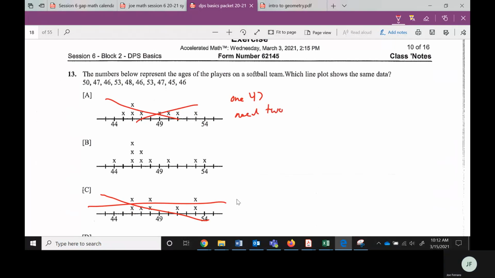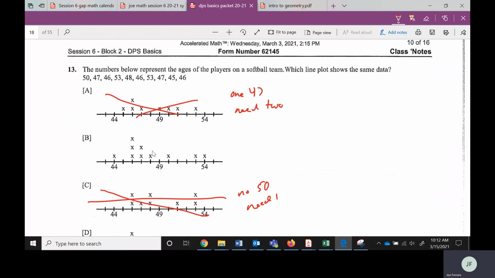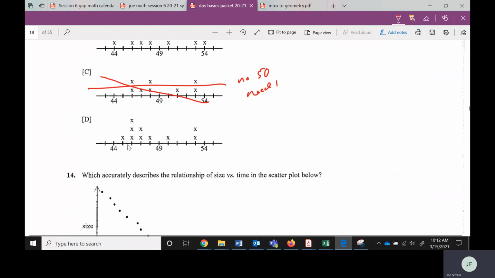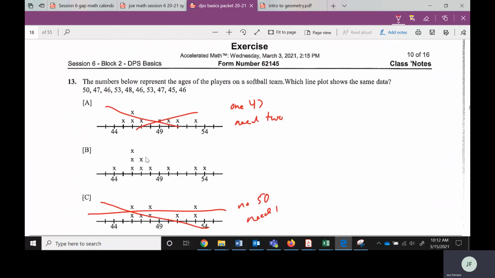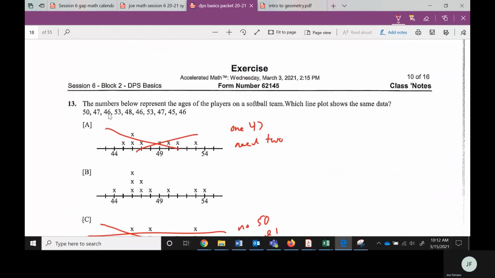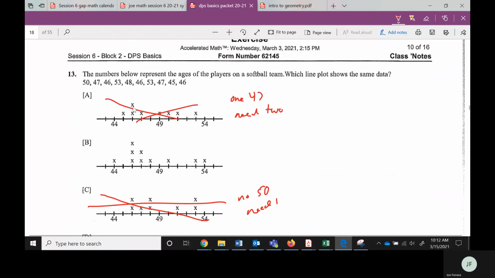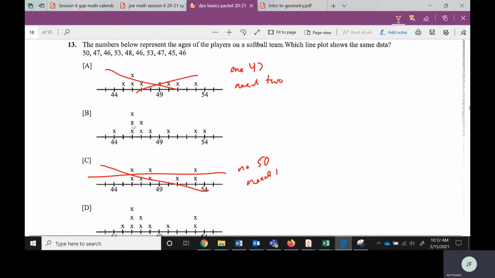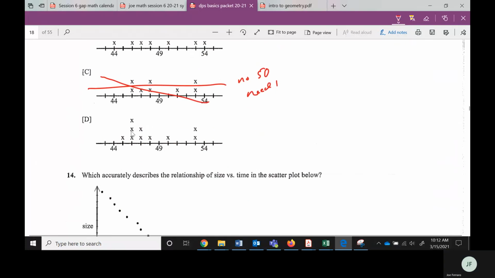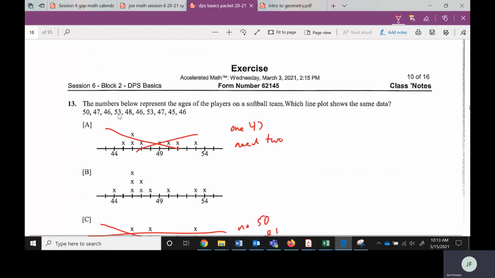Here there was no 50. We need one. Okay, so let's look at 47. So 45, 46, 47. There's two here, so that's okay. 45, 46, 47, two here, so we're okay. So now let's look at 46. There's 46, 46, three 46s. So this one's already out here. Three 46s, we're good. Three 46s, we're good. So those two are still in the running.